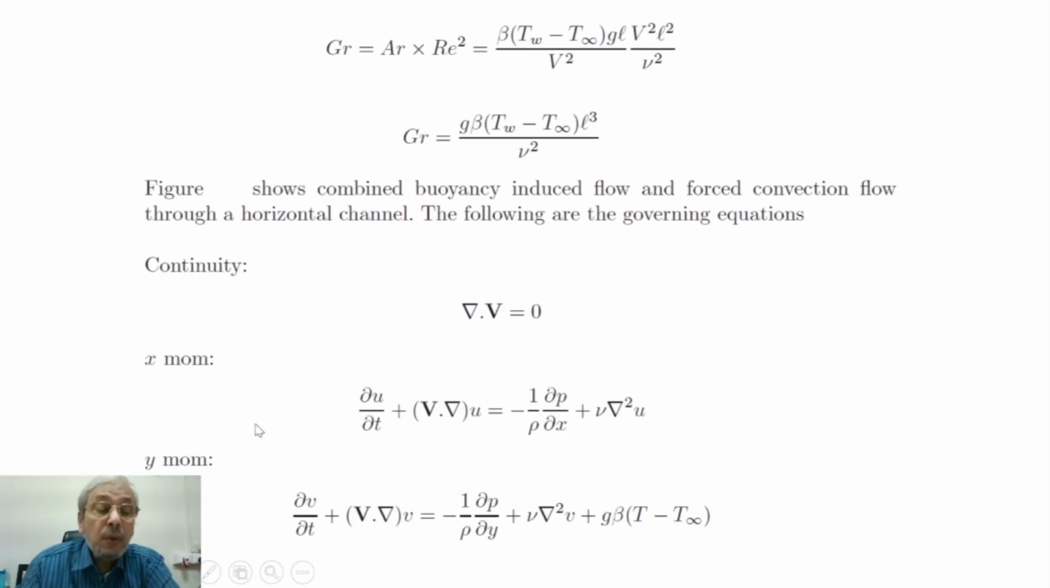grad square u. Y momentum equation: y is the vertical direction and gravity will be acting vertically in the negative direction. So we can write ∂v/∂t plus V dot grad operated over v equal to minus 1 by rho ∂P/∂y plus nu grad square v plus g beta (T minus T infinity). So buoyancy will be acting in the vertical direction, opposite to gravity.